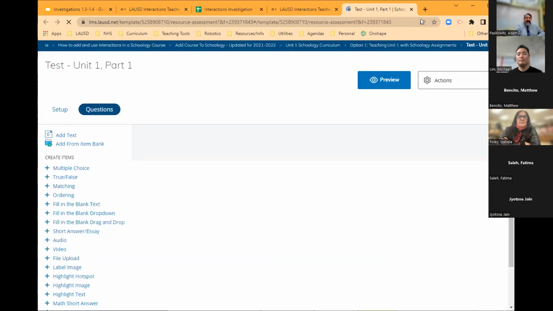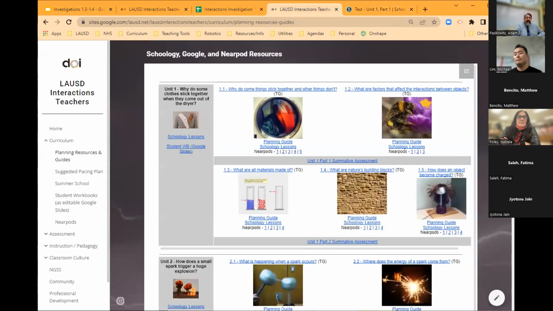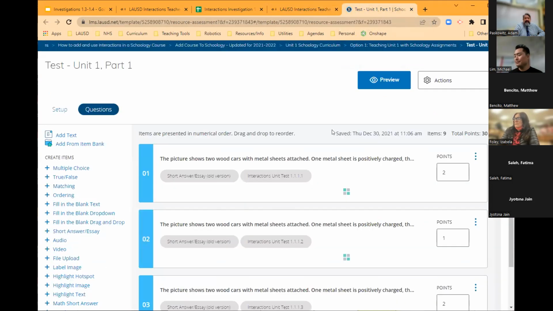Notice that this web page, anybody can access this web page. This is not secure in any way. So students can access this web page. That's why we don't have any answer keys. We don't have anything that needs to be confidential on this web page. Anything that should only be available to teachers, we put in the Schoology group, and then we put a link to it on the web page. So if I click, as I did, Unit 1, Part 1 summative assessment, it takes me straight to the summative assessment in the Schoology group, which you can then add to your courses.